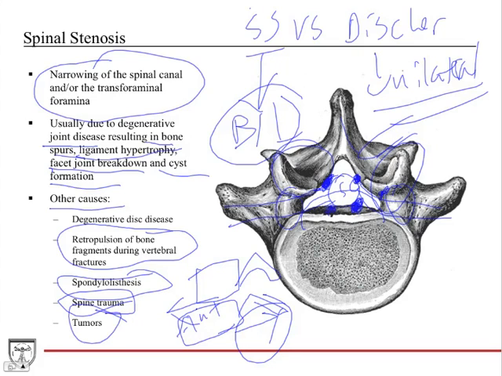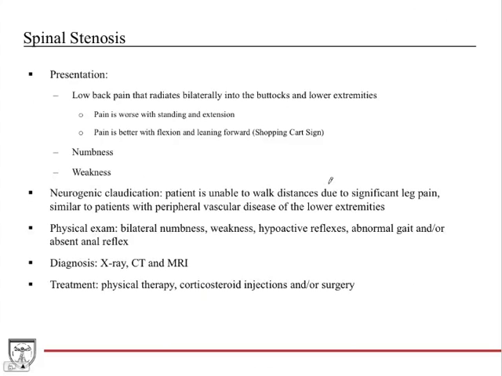Tumors, so instead of arthritic changes in here, you can have a tumor that's growing in here, either a bone tumor or some other kind of soft tissue tumor coming in here, or a metastasis, and it keeps growing and growing and pressing on the cord, and that can cause a problem. A common example is prostate cancer metastasis to the spine, which can cause spinal stenosis and cord compression. So presentation: low back pain. It radiates bilaterally into the buttocks and lower extremities, like I was talking about.